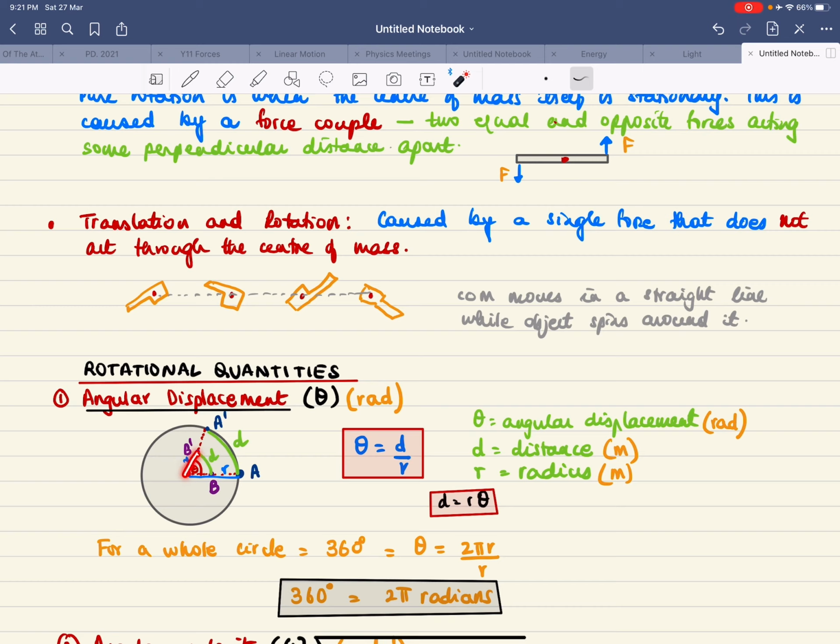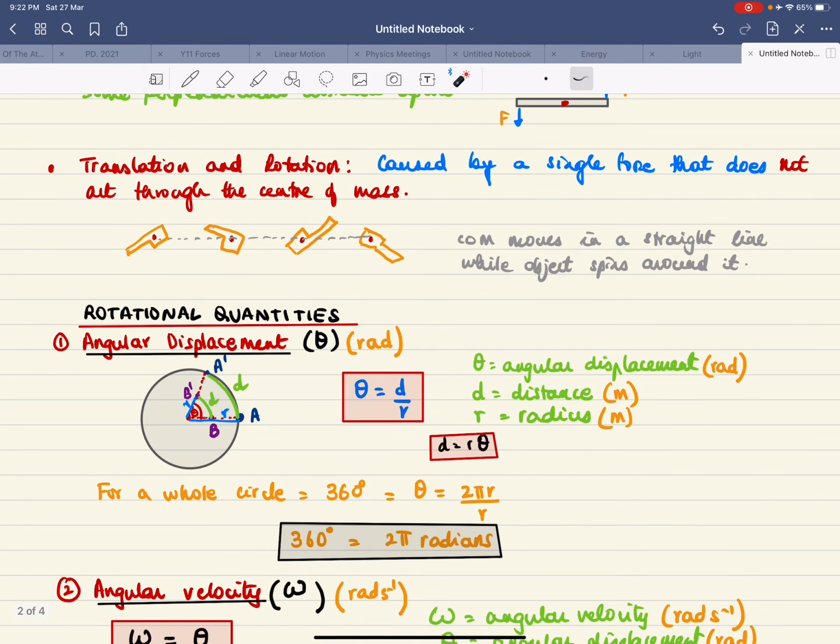However, they both go through the same angle theta, and this angle theta is called angular displacement, measured in radians. It is a ratio of distance divided by radius, and for A it is the same as distance divided by radius for B, so the ratio is the same. If I rearrange this equation, you get d equals r theta, or theta is d over r. For a whole circle, the distance is 2 pi r, so the angular displacement is 2 pi r divided by r. The r's cancel, so 360 degrees is 2 pi radians.